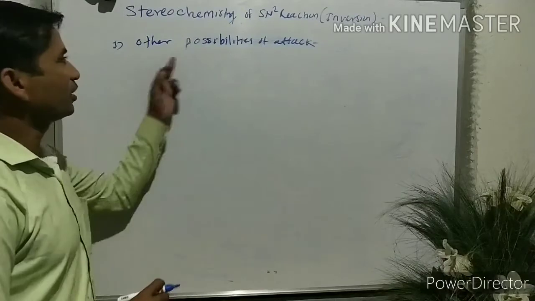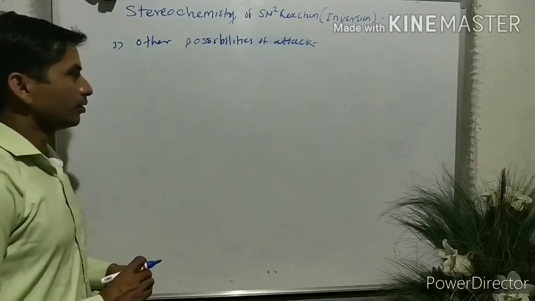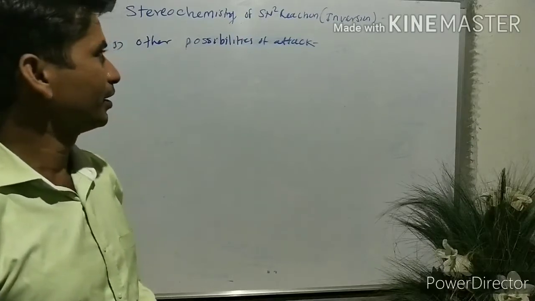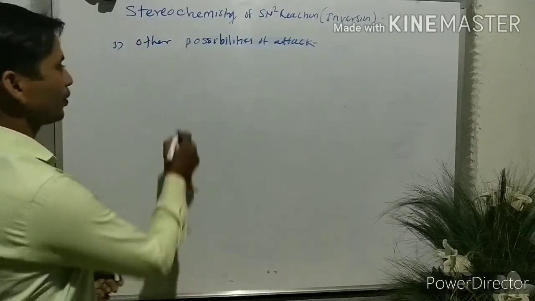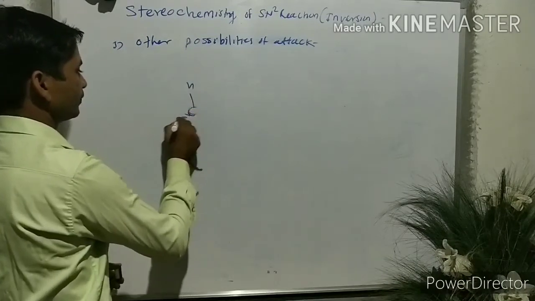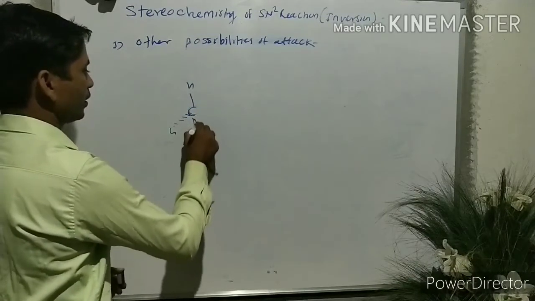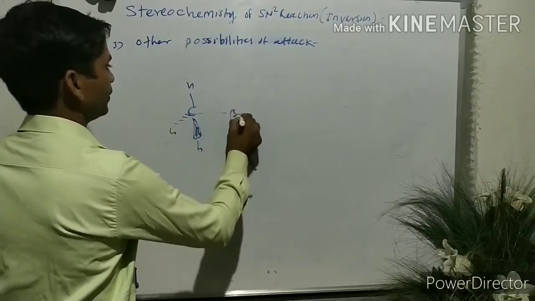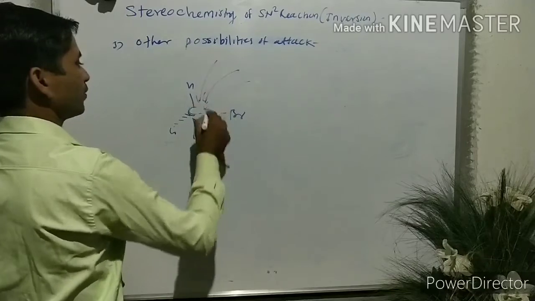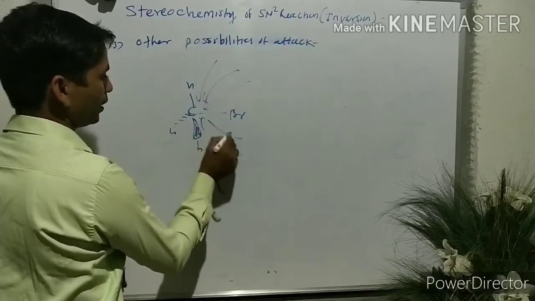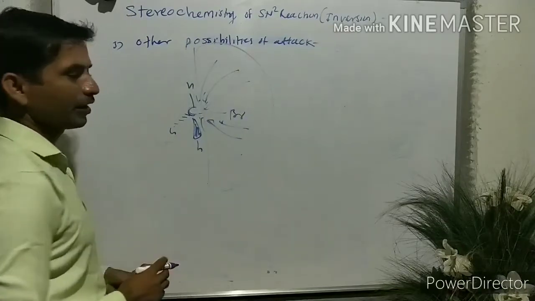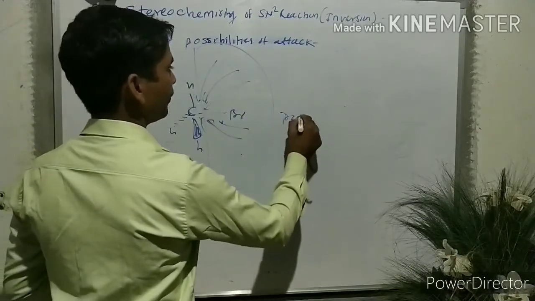So the third point is other possibilities of attack. Nucleophile attack from the front side as well as the back side. There are so many possibilities, because this carbon can get attacked from this side, this side, this side, or this side. All these possibilities result in the front side attack.